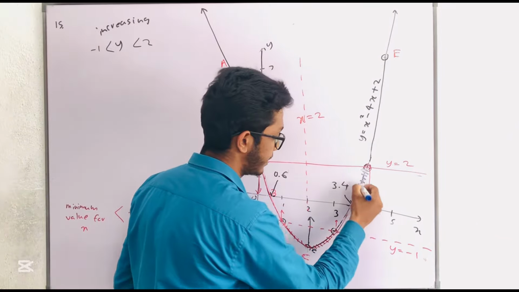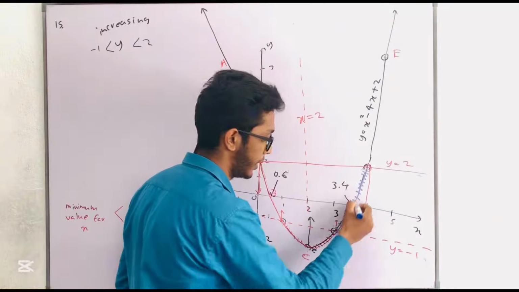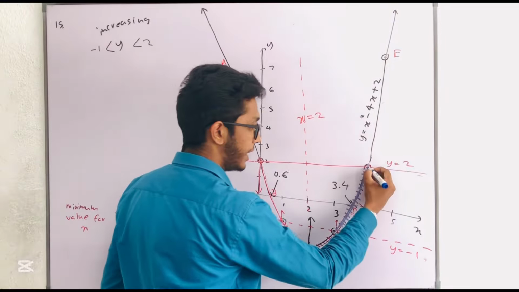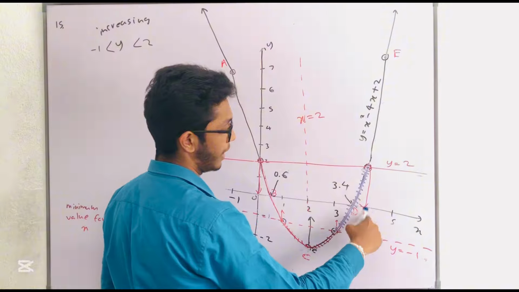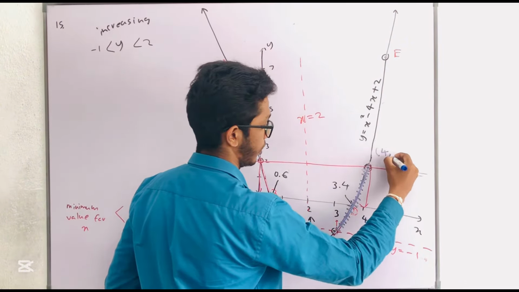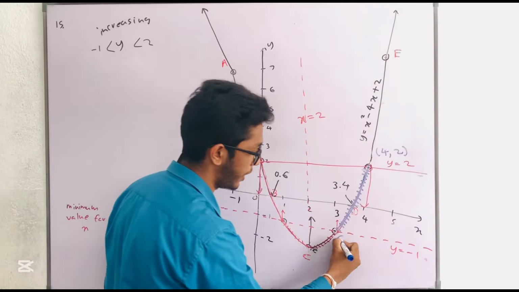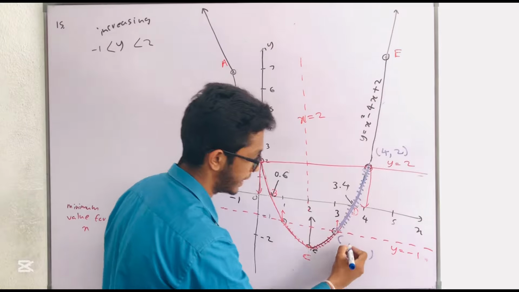This is the part that we have to consider from here to here. In this graph part, I will write the coordinates. Here the coordinate of this point is 4, 2. Here the coordinate of this point is 3, minus 1.